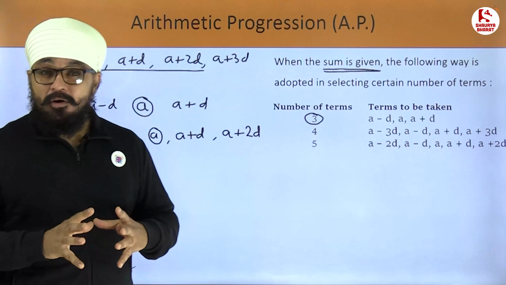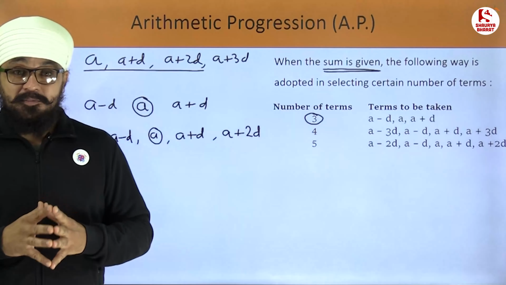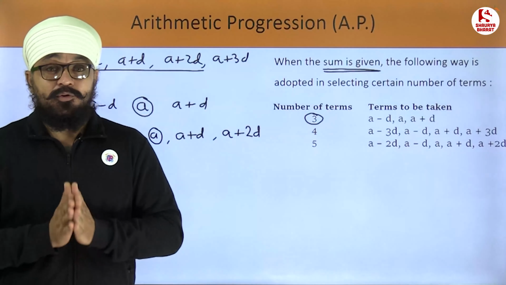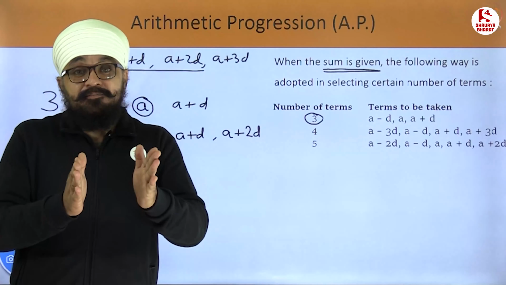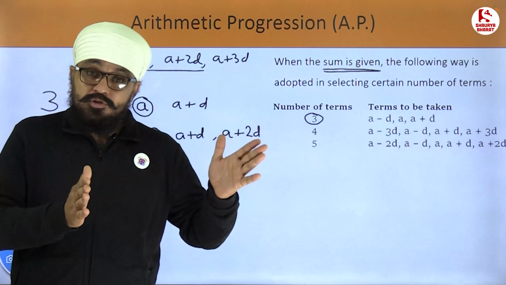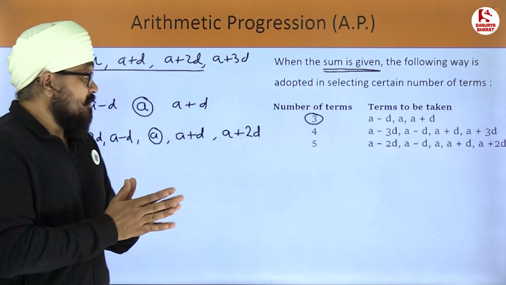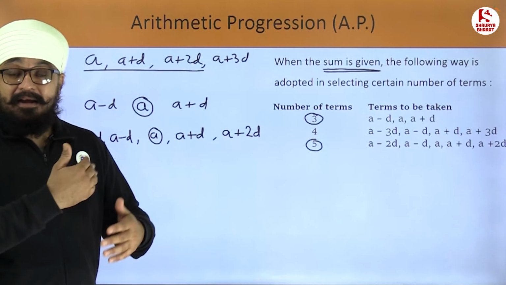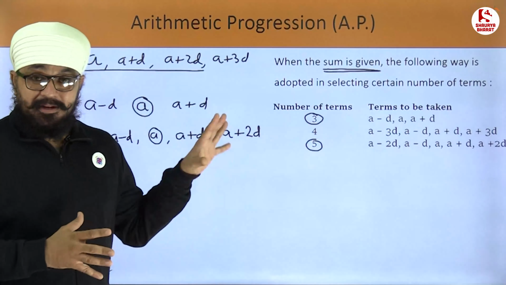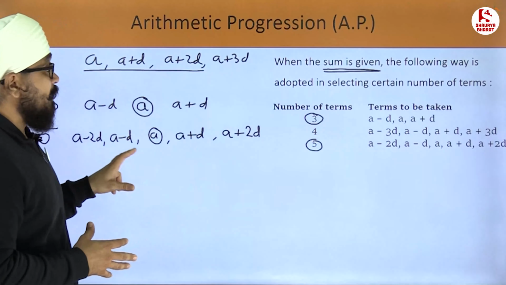So, whenever we take an odd number of terms in an arithmetic progression, when the sum is given to you, we will be keeping a in between and moving 1 step forward, 1 step backward, 2 steps forward, 2 steps backward. In the same way, I can find 5, 7 and 9 terms, but they will not get that many number of terms. So, this is the logic behind odd numbers.